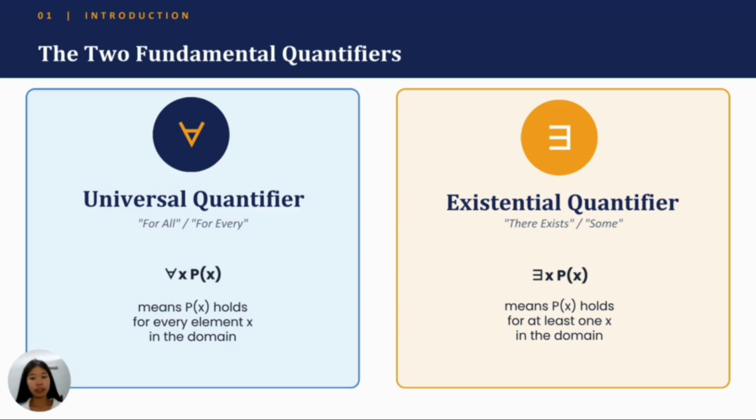Moving to the next one, existential quantifiers. It has a rotated sans-serif capital E as a symbol, which means there exists or some. For example, there exists x P(x), which means P(x) holds for at least one x in the domain. In simple words, if there exists x P(x) is true, it means there must be one or more than one x that is true in the condition of P(x).